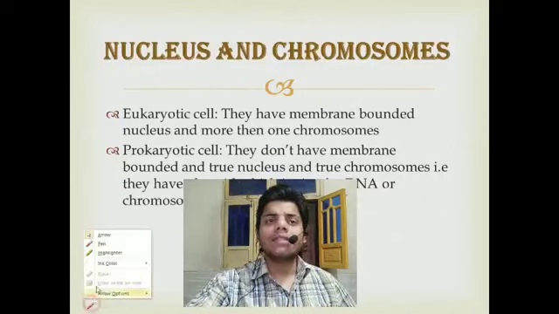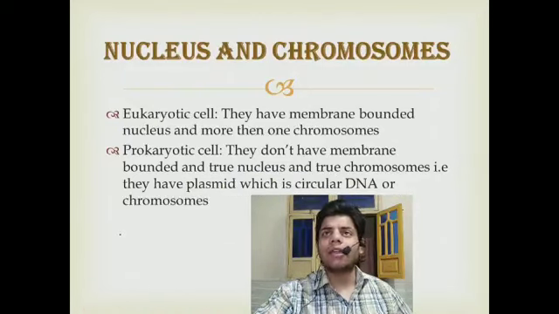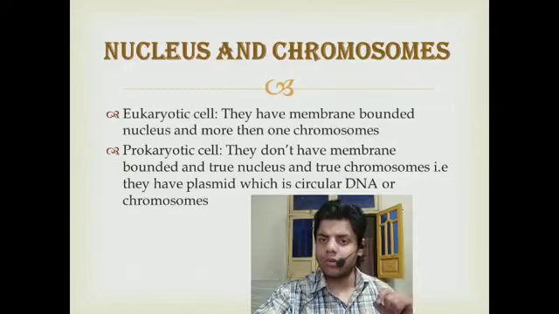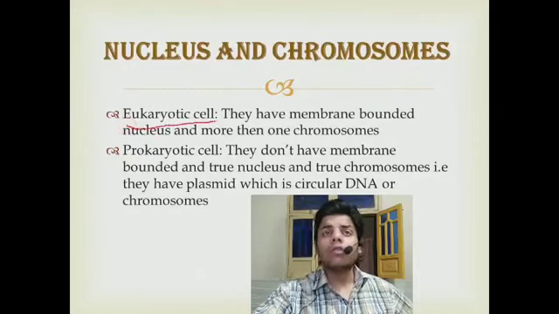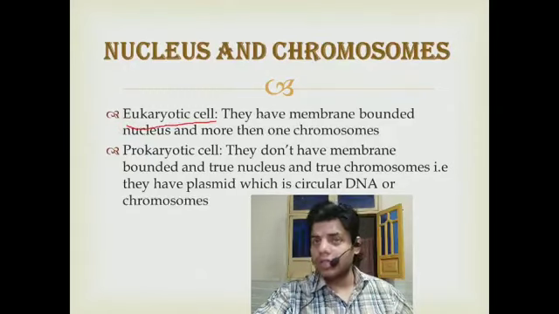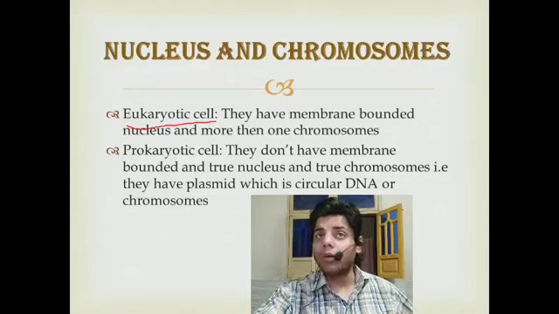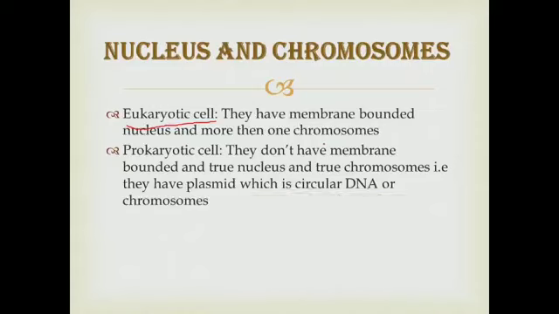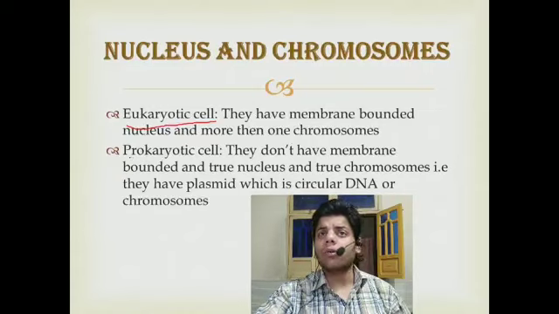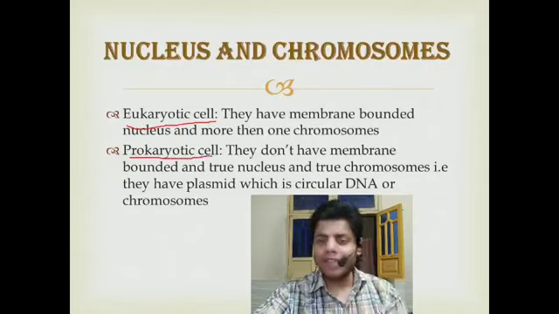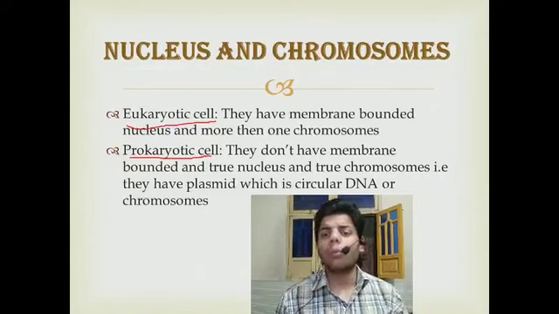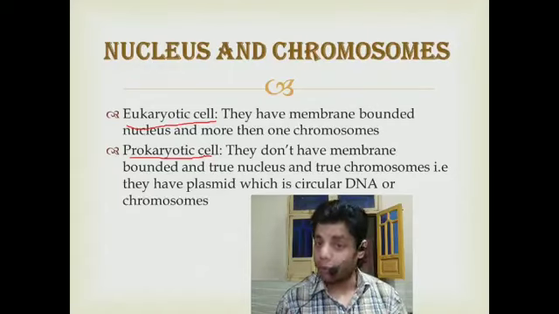Now the next slide talks about the nucleus and the chromosomes, meaning the difference between the nucleus and the chromosomes of prokaryotic and eukaryotic cells. If we talk about the nucleus of eukaryotic cells, they have a membrane bounded nucleus and more than one chromosome. Okay, on the other hand, prokaryotic cells don't have a membrane bounded nucleus, as well as they don't have a true nucleus.